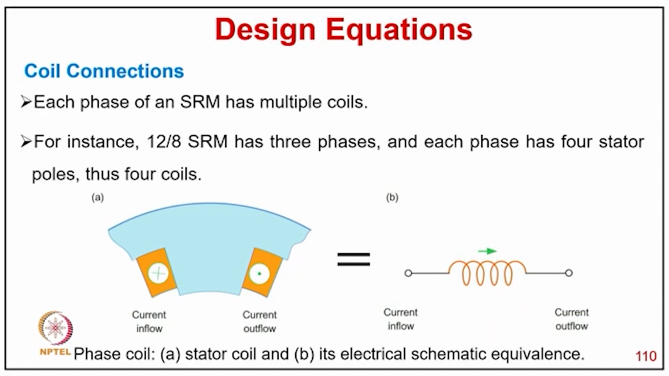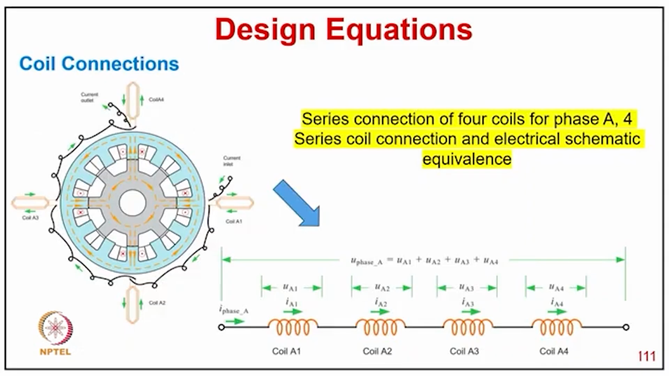So now coil connection. Each phase of an SRM has multiple coils. For instance, a 12 by 8 SRM has 3 phases and each phase has 4 stator poles, thus 4 coils, and you can see how the stator coil maps to the electrical schematic equivalent. Here you can see the 4 coils for phase A connected as 4 series coils in the electrical schematic, as in the diagram shown here.